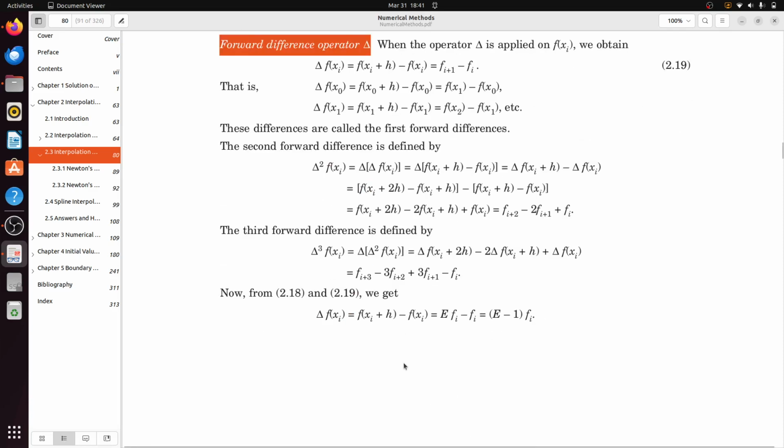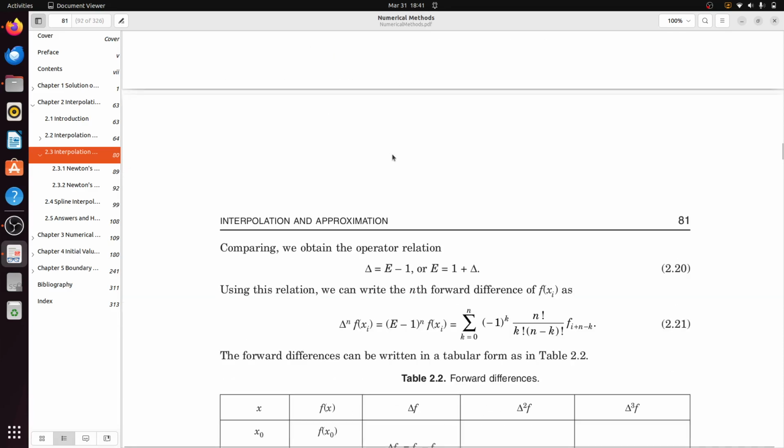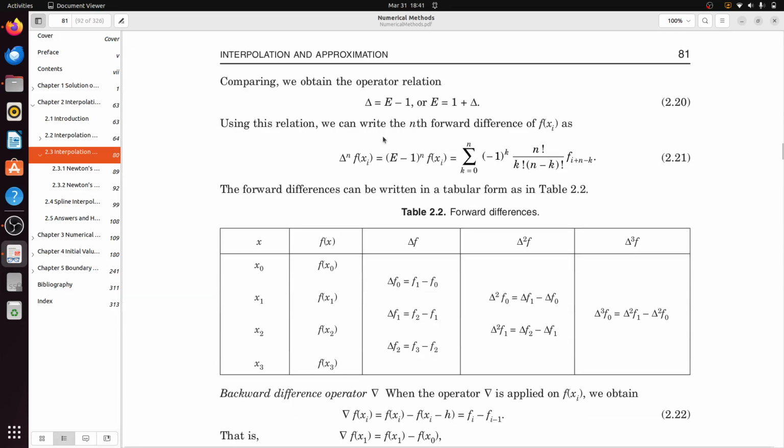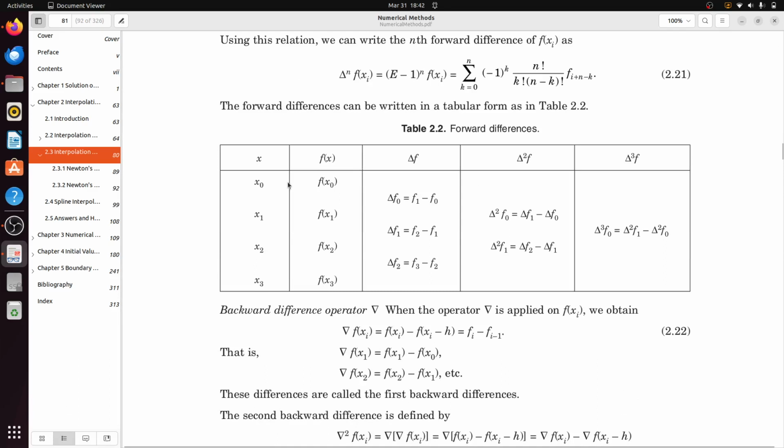You can just read these things, but we don't actually need to know them. So first, let's discuss how to make this forward difference table.